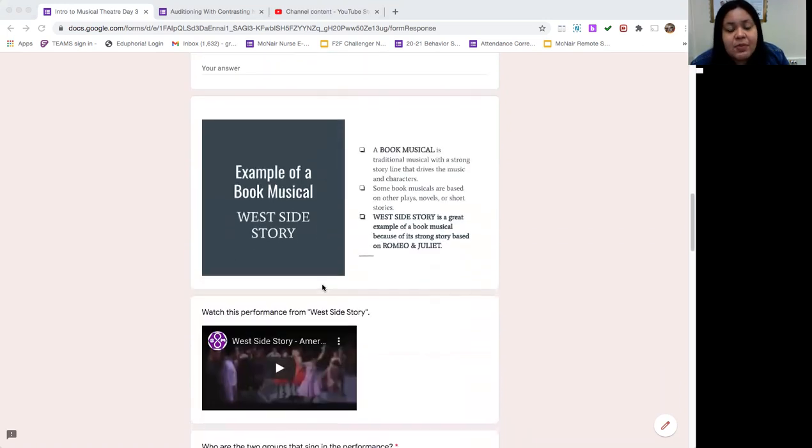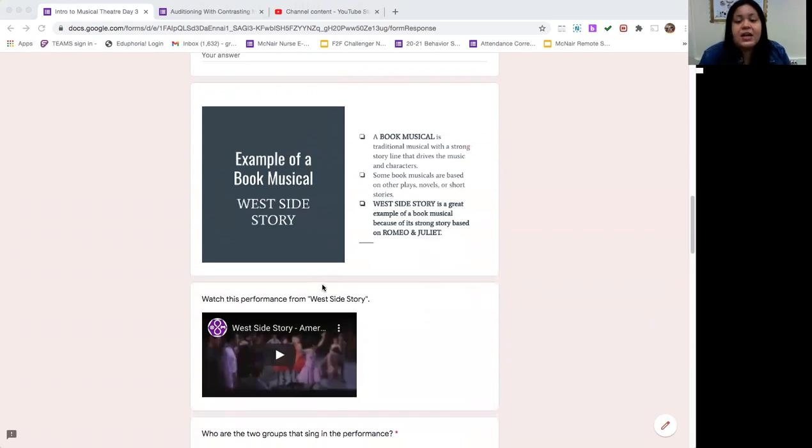So our first example that we're going to look at today is going to be a book musical. A book musical is a traditional musical. This is the most common type of musical with a strong storyline that drives the music and the characters. So a book musical is going to be all about the story, the characters, and what happens to them. Just like it says in its name, the book. A book is a story most of the time.